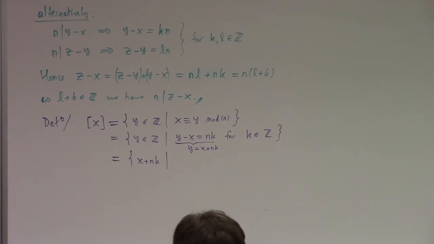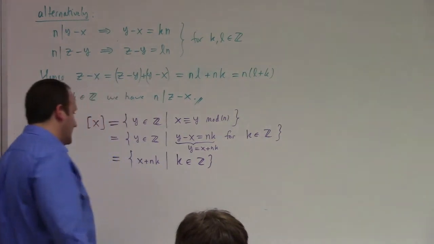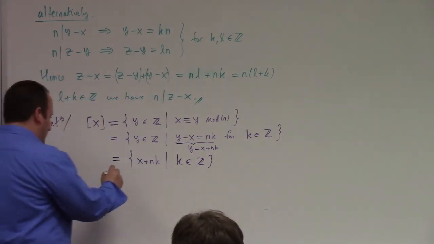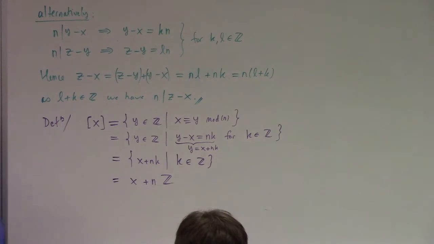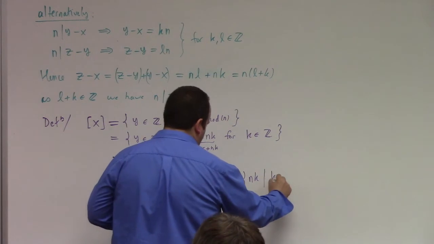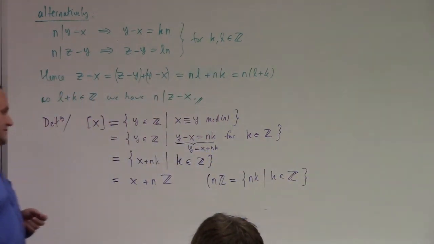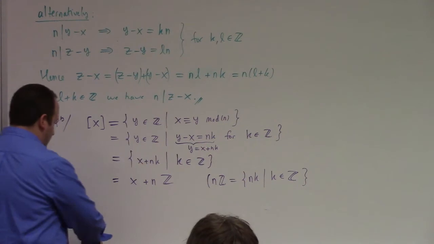What's k? Yeah, an integer. So I kind of like the one I just wrote. Yeah, that's pretty nice. But this you can even write as follows. You can write this as x plus nZ. That's another notation. Of course, the set nZ is what? It's multiples of n, multiples of integers. So everything here is equivalent to that notation.